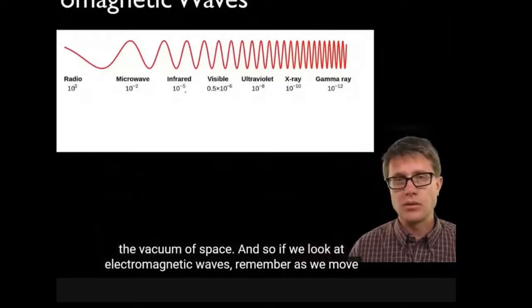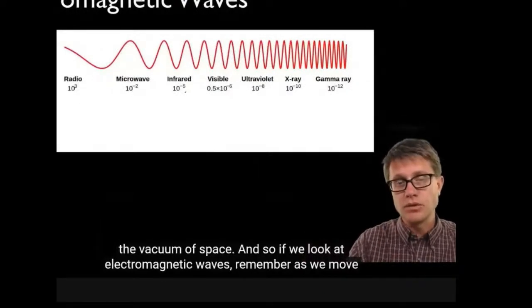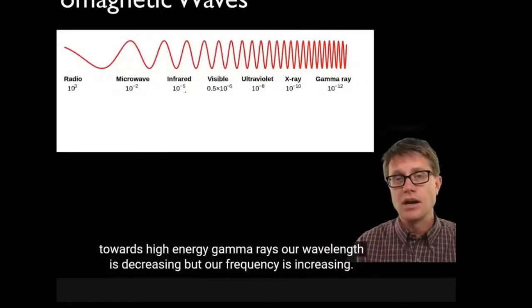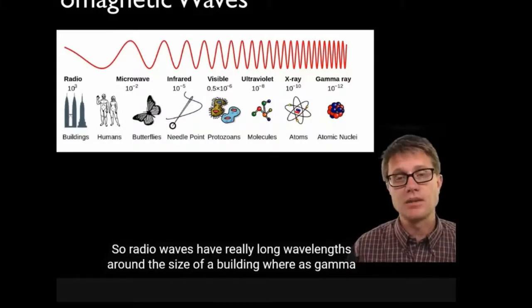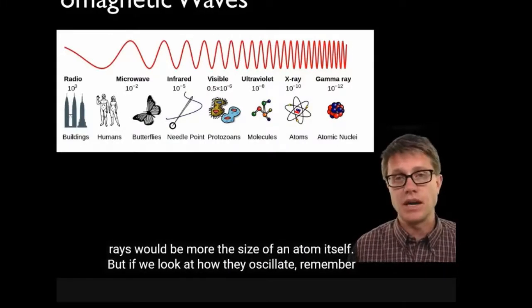If we look at electromagnetic waves, remember, as we move towards high energy gamma rays, our wavelength is decreasing, but our frequency is increasing. So radio waves have these really long wavelengths, around the size of a building, whereas gamma rays would be more the size of an atom itself.